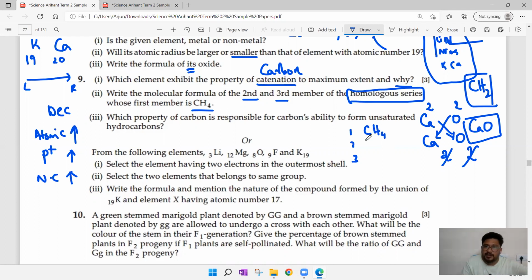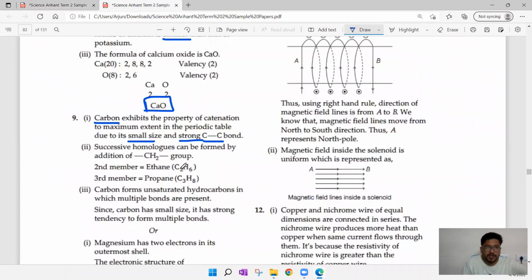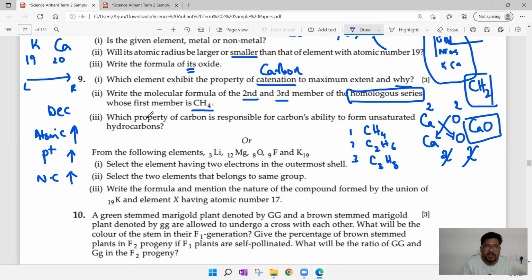So for C, if you add another C, it becomes C2. For H4, if you add 2 hydrogens, it becomes H6. Again, for C2, if you add 1 carbon, it becomes C3, and if you add two hydrogens, it becomes H8. That's it. You leave CH4; C2H6, C3H8, those are the answers you have to write. What are they asking? Write the molecular formula. They didn't ask you to write the name.